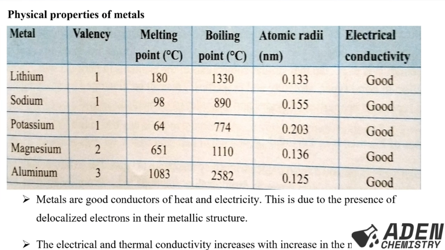So next, let's go to the physical properties of metals. We are going to use this table to see the physical properties of metals. Here we have the electrical conductivities. Here we have good.